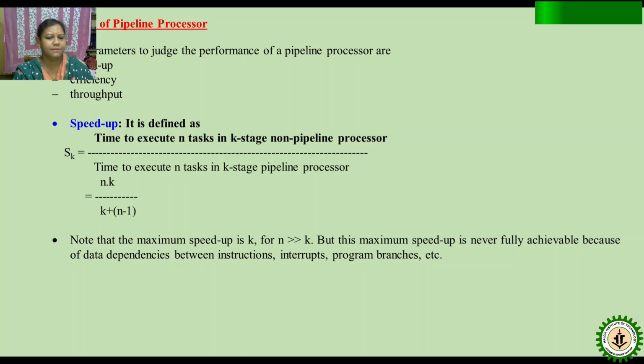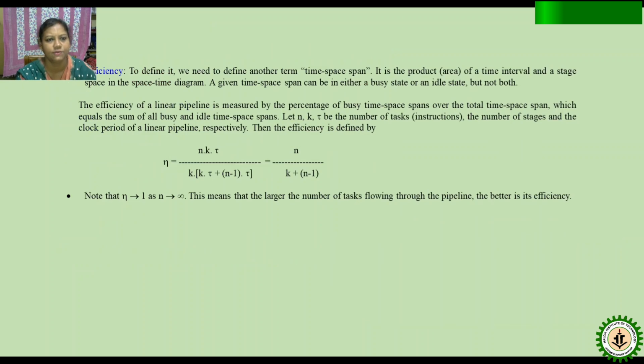The maximum speedup Sk equals k, and we reach k if n is very much greater than k. Here n means the number of tasks, compared to k, the number of stages. If n is very high, then the maximum speedup we achieve is equivalent to the number of stages. But the maximum speedup is never fully achievable because of data dependency between instructions, interrupts and different program branches. Fully, 100% is not achievable, but it reaches close to the maximum speedup.